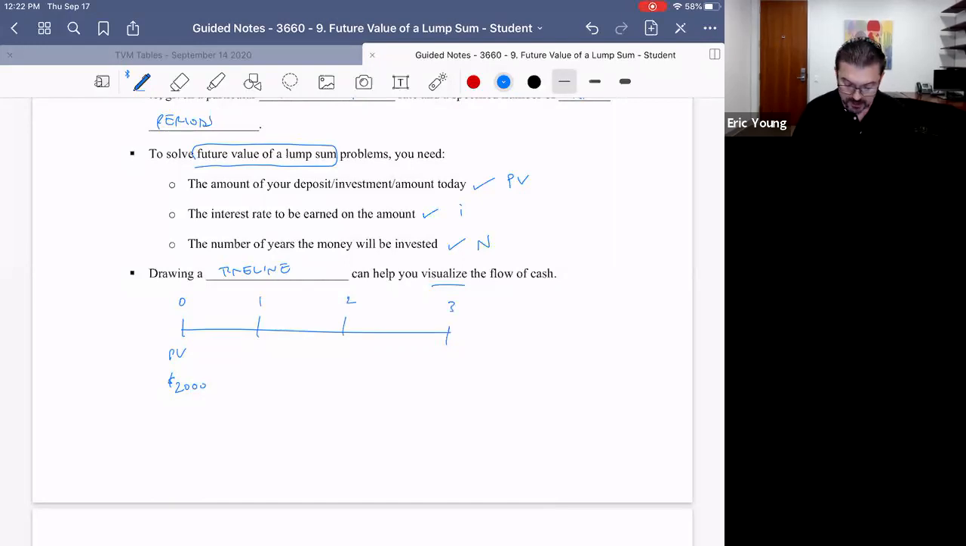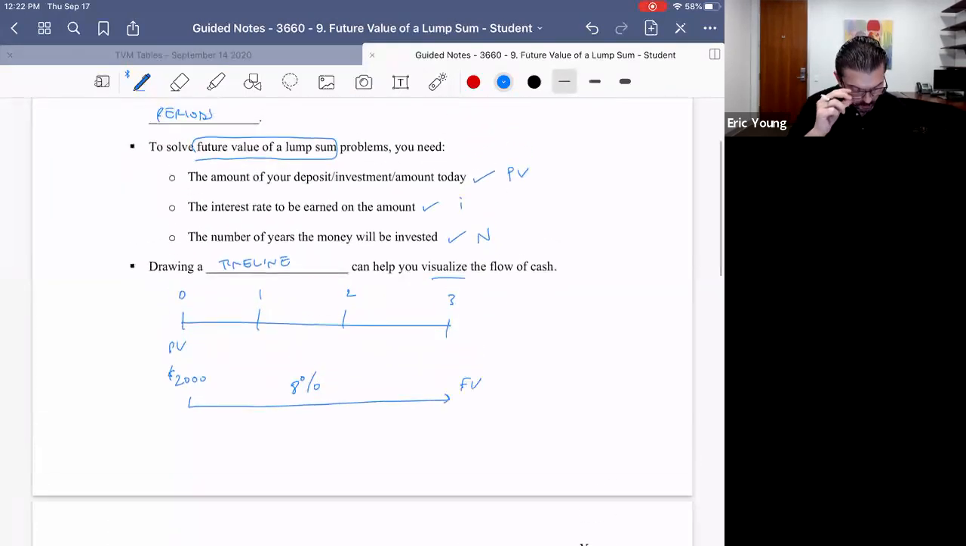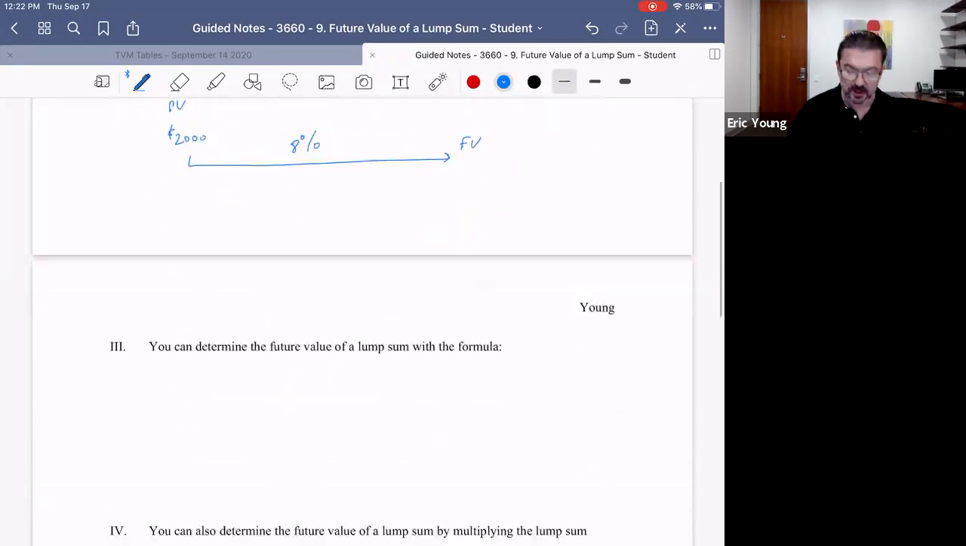What we're trying to do is move that $2,000 forward. That'll be the future value. And if you know that you're going to make, let's just say 8%, then you put your percent there. And now you've got a graphical way to represent a pretty abstract problem. This will be especially helpful for you when you jump into annuities, okay?